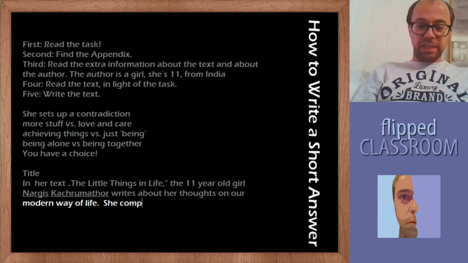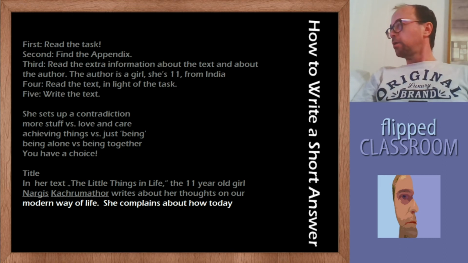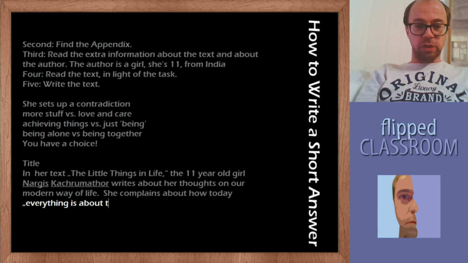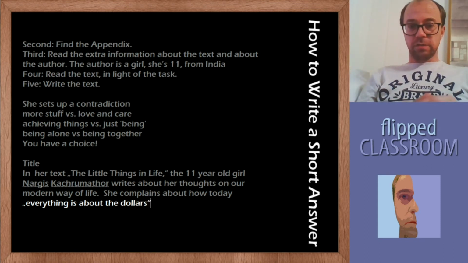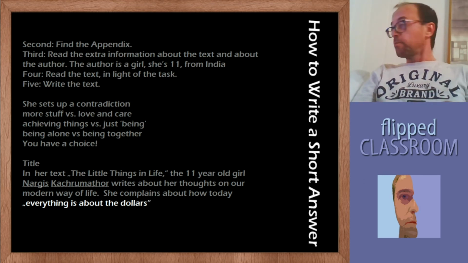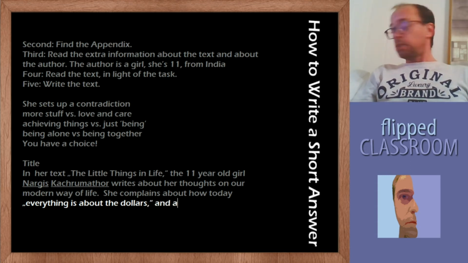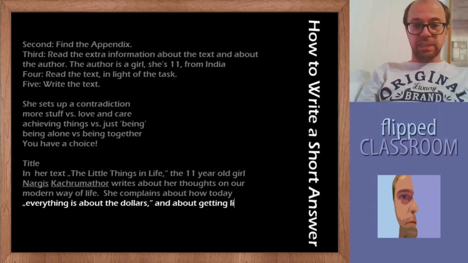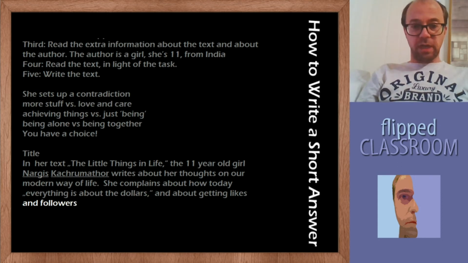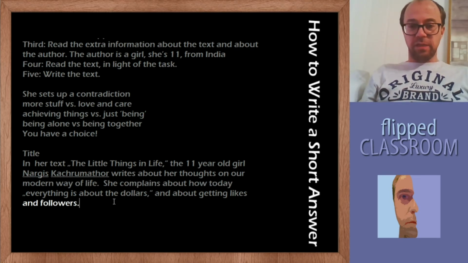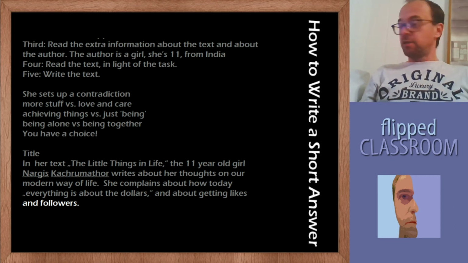And she complains, in a way, about how today, and here I add a quote, everything is about the dollars. Okay, so here's an actual example from the text. It's a quote from the text. So everything is about the dollars, that is about money, and about getting likes and followers. Okay, and since I use the word complain here, we understand, hopefully, that she is kind of against this. Okay, so that is part of her message.